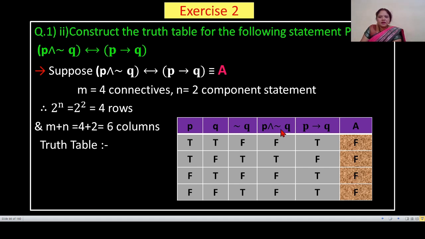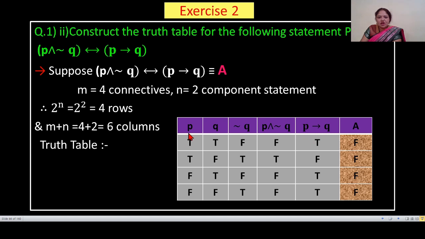P and negation Q. P conjunction negation Q. P statement is in first column and negation Q is in third column. There is a conjunction of first and third column, and we know that in conjunction if both statements are true, then their conjunction is true, otherwise false. Therefore, T and F, F. T, T, T. F, F, F. F, T, F.